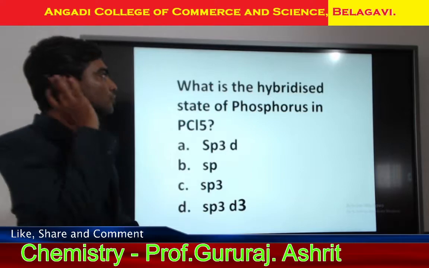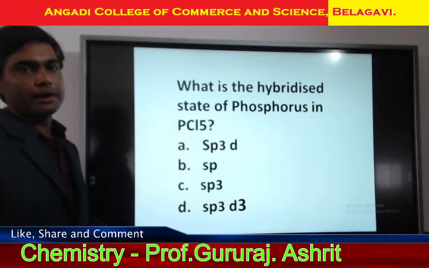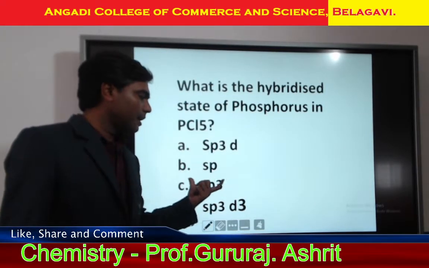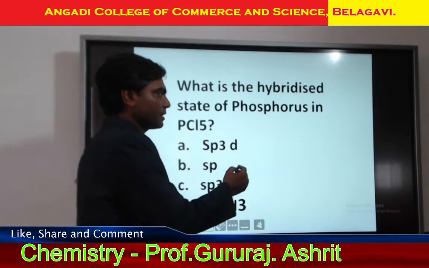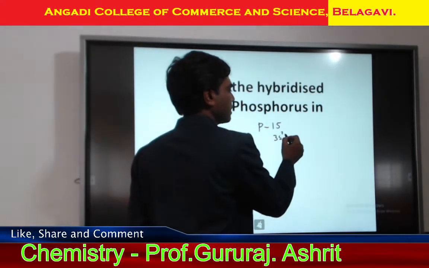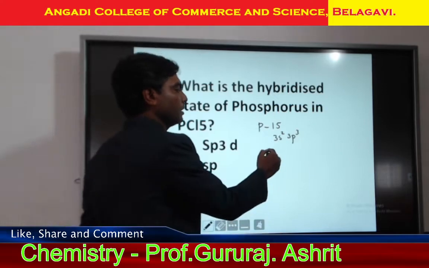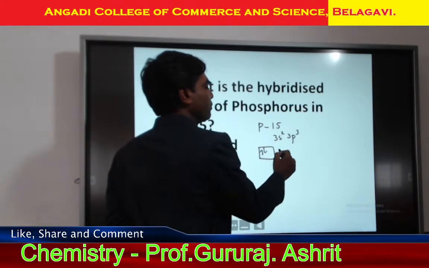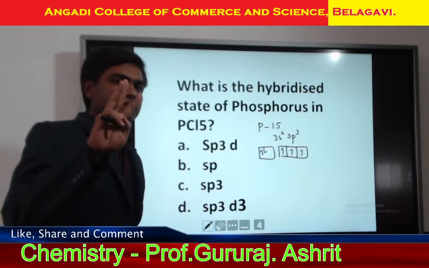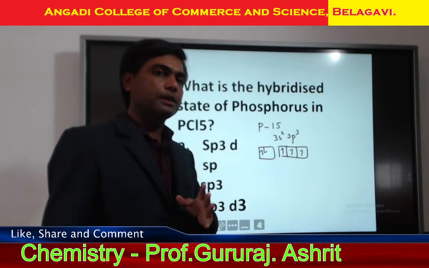So here you can see the next question. What is the hybridized state of phosphorus in PCl5? All of you know that PCl5 means phosphorus pentachloride. So he is asking regarding the hybridization. How to identify that: phosphorus atomic number is 15. Its configuration is 3s2, 3p3, which means it contains 3 unpaired electrons in the p orbital. Therefore, if we see the orbital picture, 3 unpaired electrons are there. If 3 chlorine atoms are there, they will make the bond with these and make sp3 hybridization.